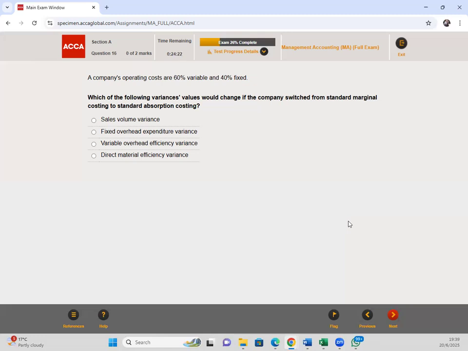It's just one. We want one. On your answers, if it's a circle, it's just one answer. If it's a box, it can be more than one. Okay, so material efficiency is not affected by whether it's absorption or marginal. The same goes for the material variances, they are not affected by whether it's marginal or absorption. So are the labor variances.